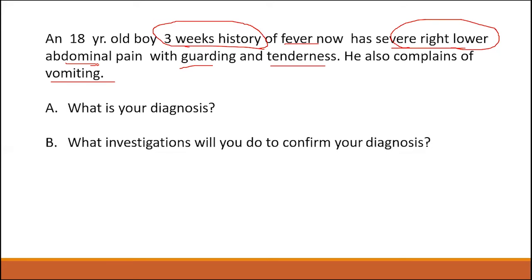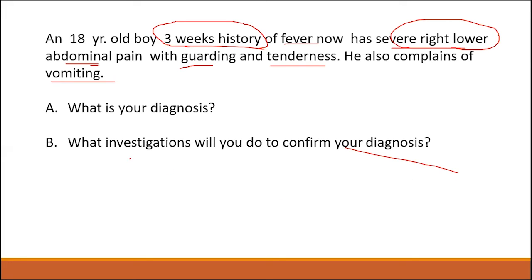What investigation will you do to confirm your diagnosis? So appendicitis, what are you going to do? Definitely you have to do a full blood count to look out for what? Leukocytosis. And don't forget, also have to calculate the Alvarado score. So you use that one to also help us with the diagnosis. I didn't bring that before diagnosis, but then you can think about the Alvarado score.